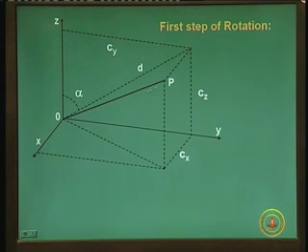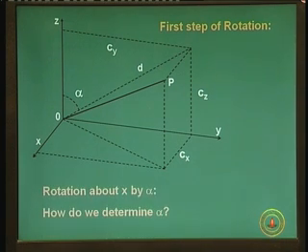Okay. So, OP has to coincide with OZ, and that is done first by rotating around the x axis, so that OP will first fall on the xz plane, and then you rotate around the y axis such that the projection of OP which has fallen onto the xz plane comes back to OZ. So, 2 steps of rotation of the OP axis will bring OP to coincide with OZ. The first step is rotation about x by alpha. How do you determine that angle alpha?